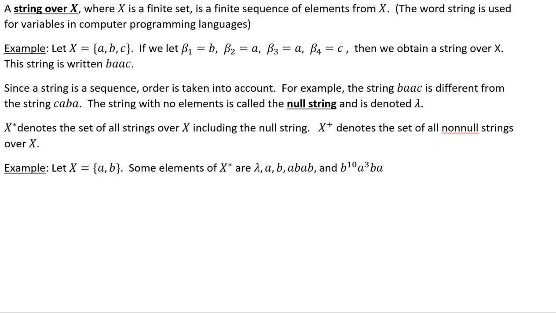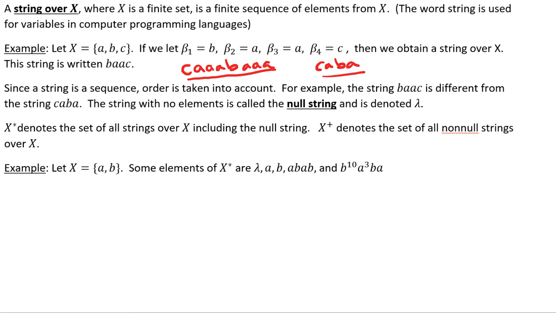You can think of many other strings over X. You could think of CAAABAA. It can be as long or as short as you want it to be. It could be CABA. You can do any number of combinations of these letters, as many or as few as you'd like. Since a string is a sequence, order is taken into account.